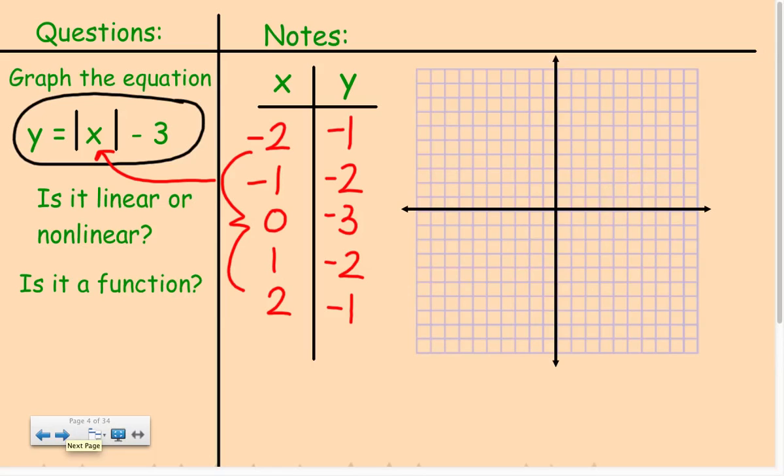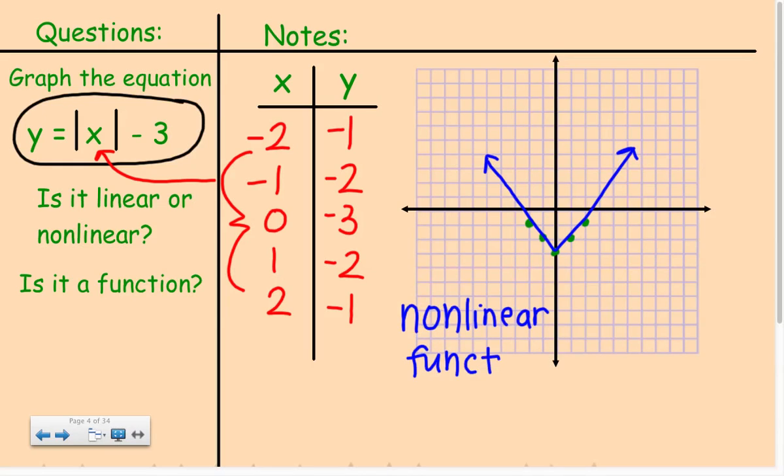And now I can graph. -2, -1, -1, -2, 0, -3, 1, -2, 2, -1. This time our graph makes a V. Absolute value graphs will always make a V. Any with exponents will always make a parabola. So a V would be nonlinear, and it would also be a function because it would pass the vertical line test.